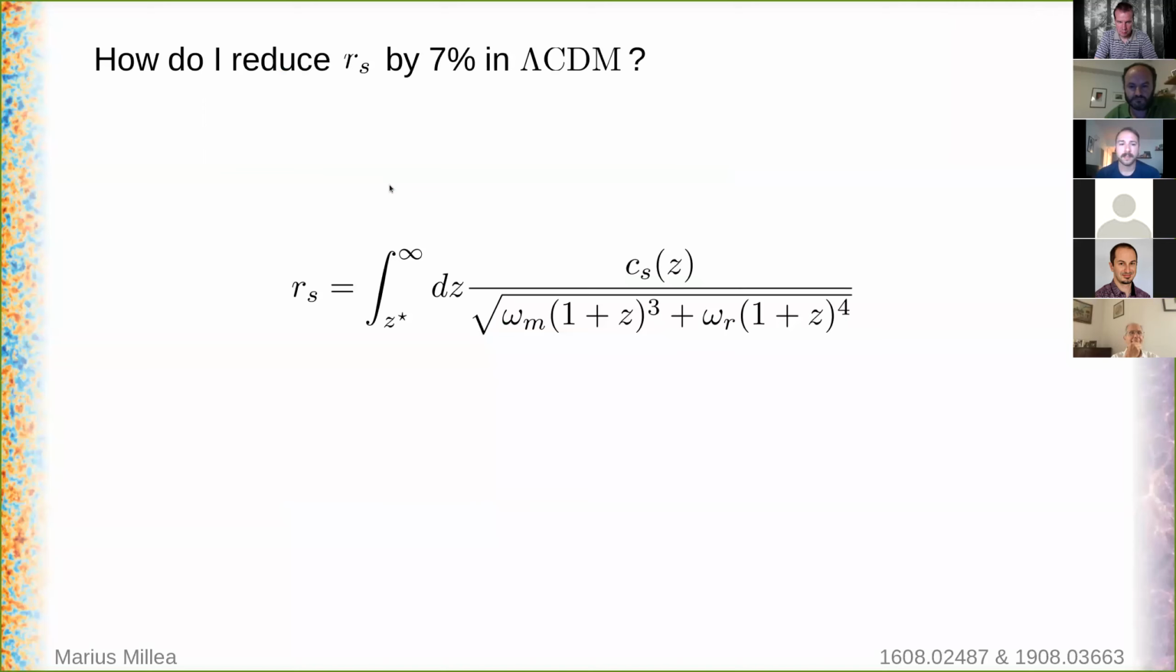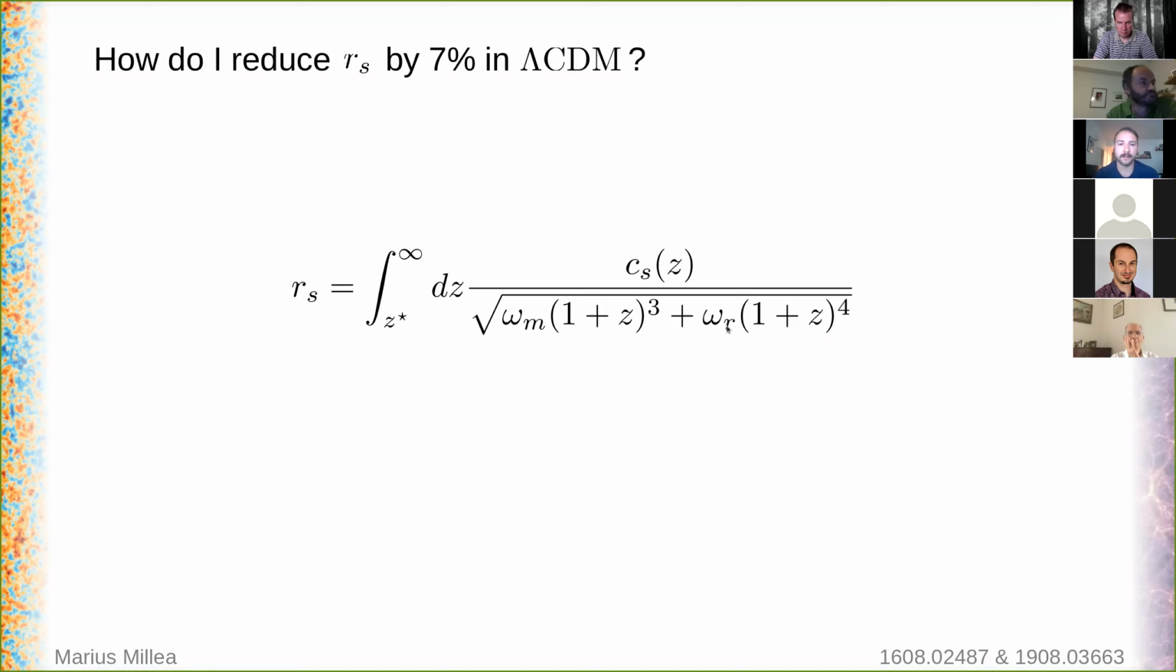So I just have 2 slides left, so I'll go through them here. I'm almost done. But how do I reduce, so this is sort of the proof by contradiction part. So how do I actually reduce RS by 7% in lambda CDM? So this is again the same integral you saw that gives you this quantity.